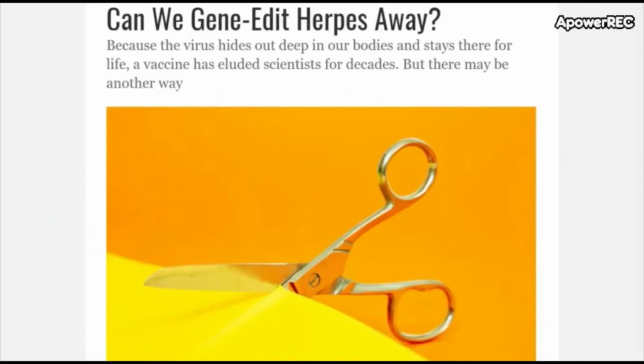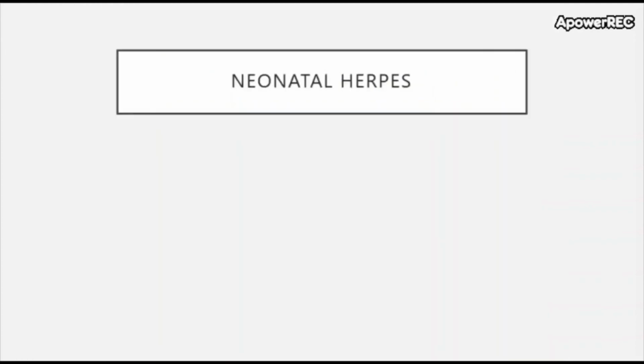One possibility is to gene edit herpes away. And this is because the virus actually hides out within your own genome. It is possible that through gene editing, we could go in with molecular scissors and remove pieces of their genome that renders the virus inactive.